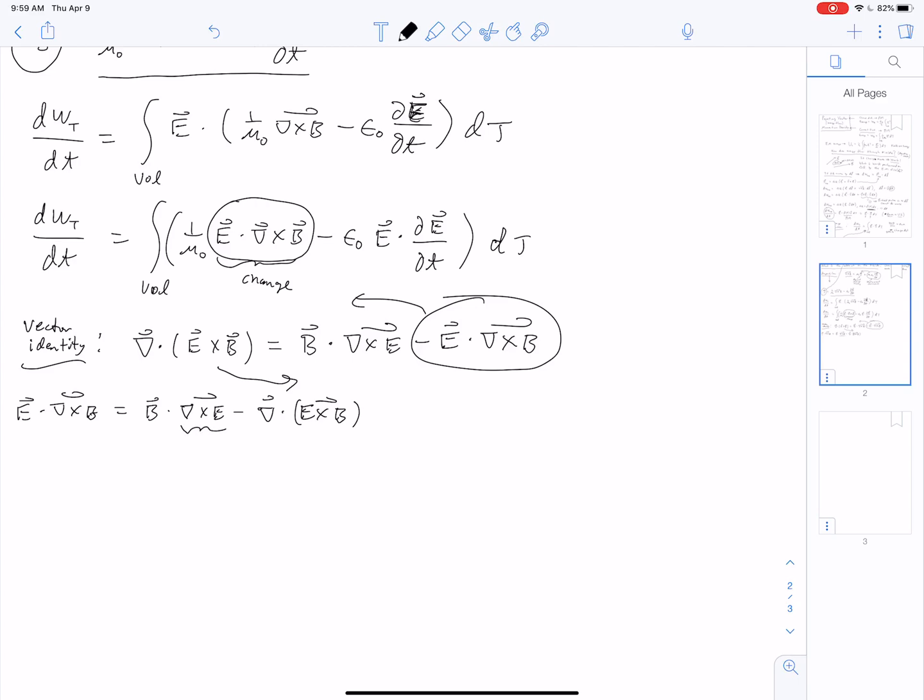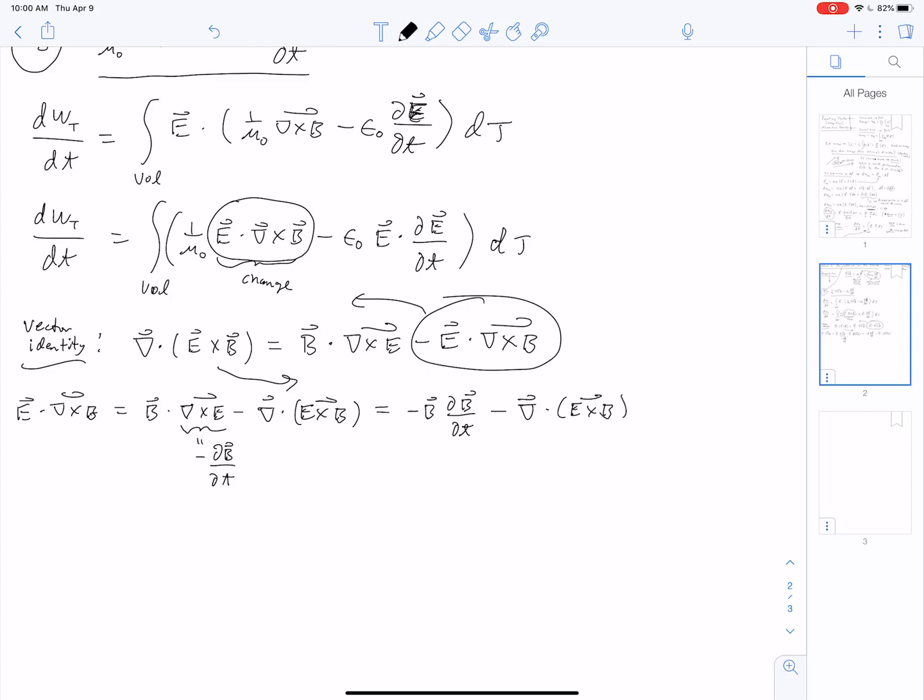And what's del cross E? Well, I remember that del cross E, the curl in the electric field, comes from negative dB dt. And that's just Faraday's law that we derived previously. And so we see that that curl in my electric field can come from a changing magnetic field. So I can make that change, and so then I see that this is equal to negative B dB dt minus del dot E cross B.